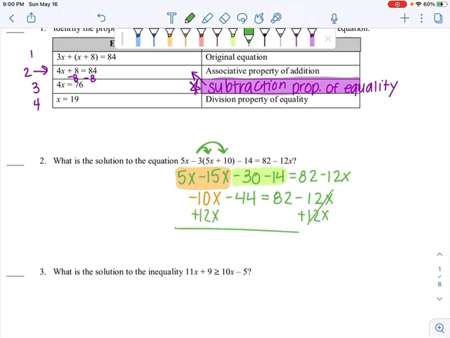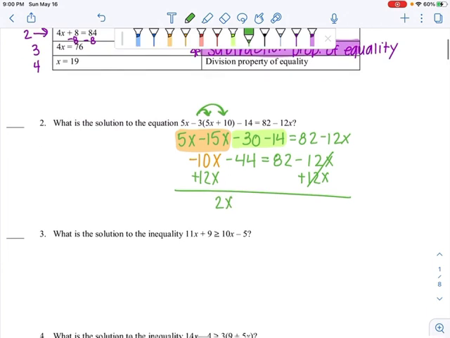Okay, that's going to give me 2x minus 44 equals 82. And now I can add 44 to both sides. And that's going to give me 2x equals 126. When I divide both sides by 2, that gives me x equals 63. And that's going to be my final answer.